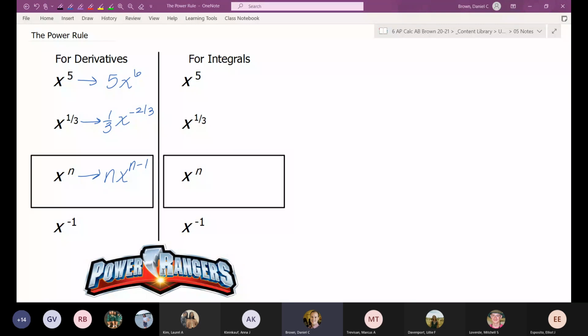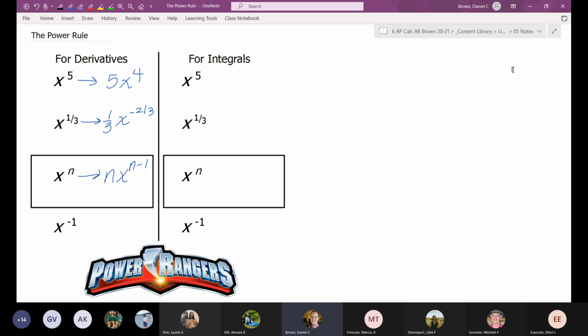Was there a question? Yeah. Shouldn't the first one be 5x to the fourth? Fourth, yeah. Definitely, 100%. Thanks. I'm getting ahead of myself. Yes, for the derivative, you're subtracting 1, so don't be like me and mix them up. For the integral, you're adding 1.